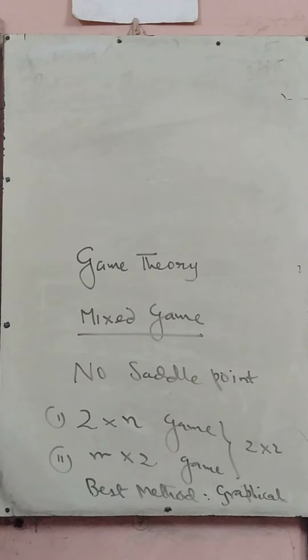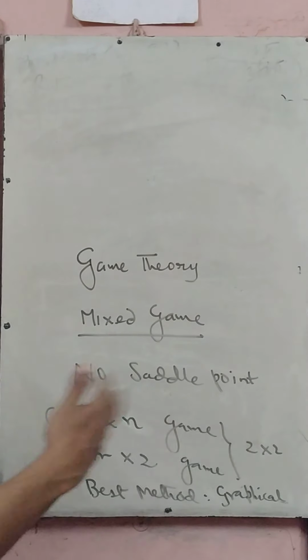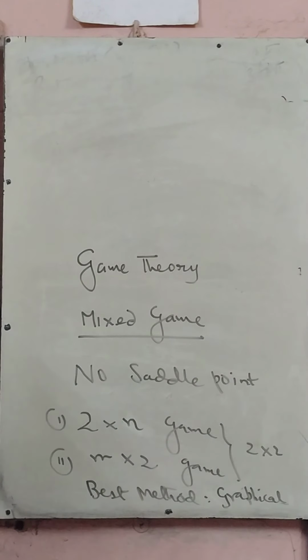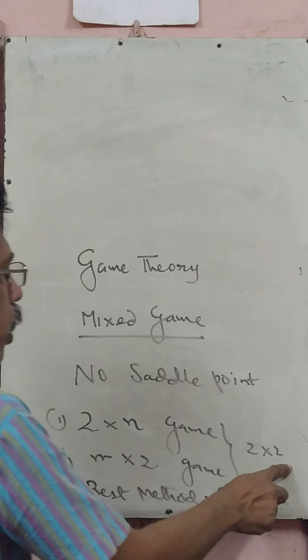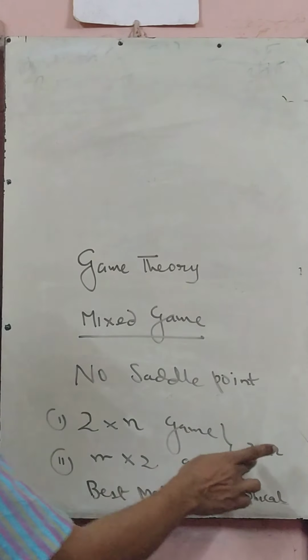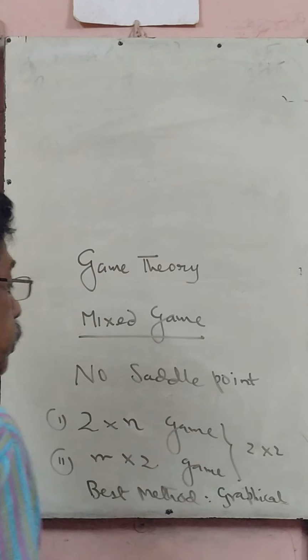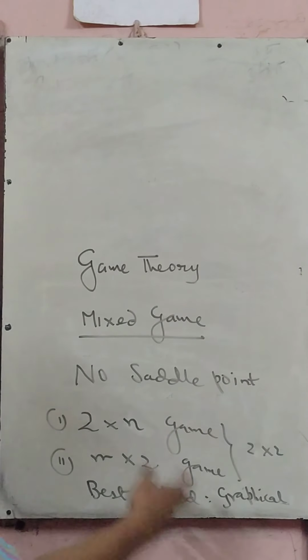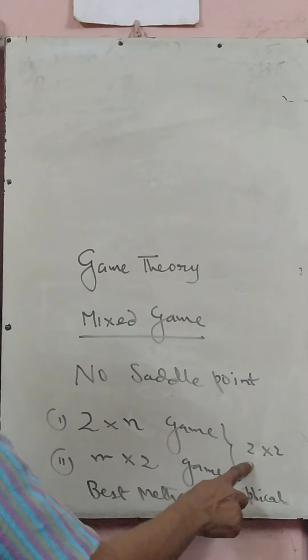So if a student is given 2 rows, 3 columns, or 2 rows, 5 columns, or 4 columns, go directly to the graphical method. There is no requirement otherwise. If it is a mixed game, that means no saddle point. And when you find m rows, 2 columns, you can also go directly to graphical. Ultimately, in a mixed game the target is 2 rows, 2 columns. In dominance we reach 2 rows, 2 columns after applying the dominance principle, but in graphical we will not apply dominance at all. We will apply the graphical principle to reduce the matrix to 2 rows, 2 columns.